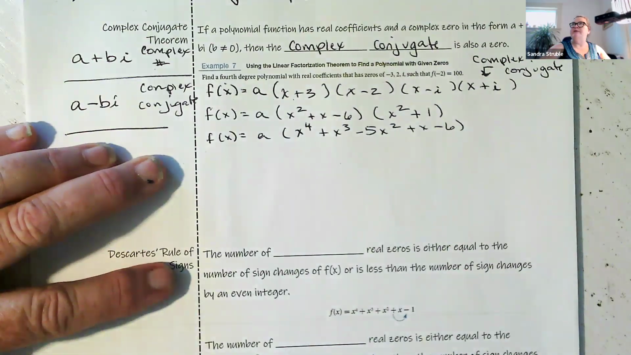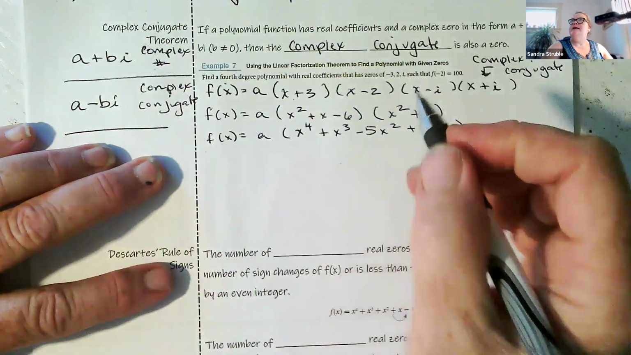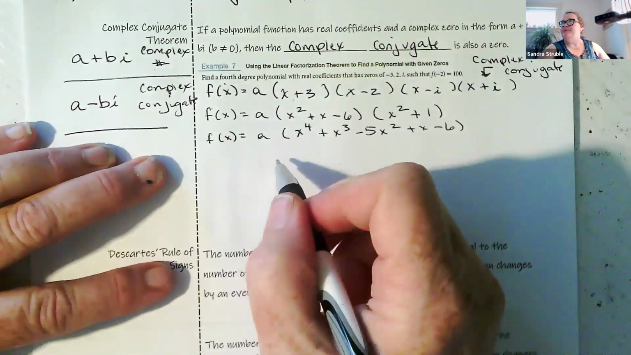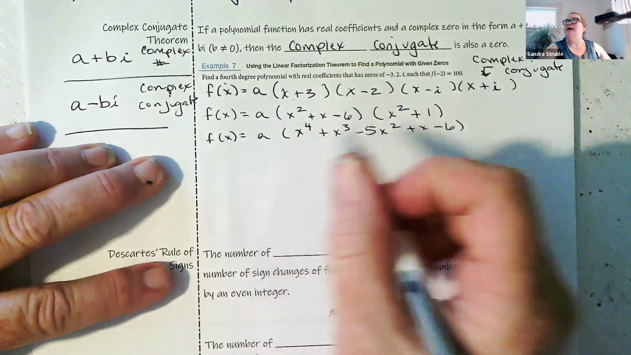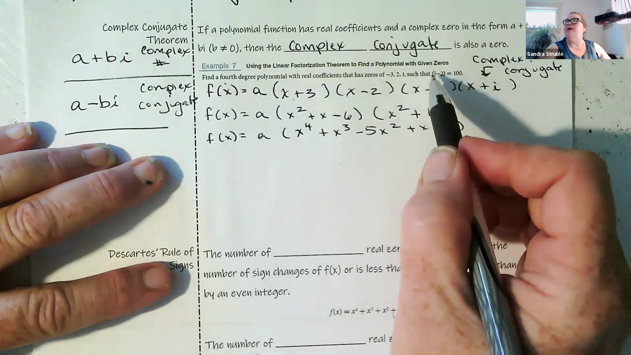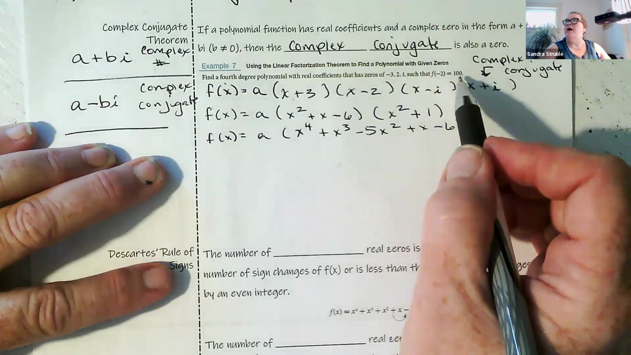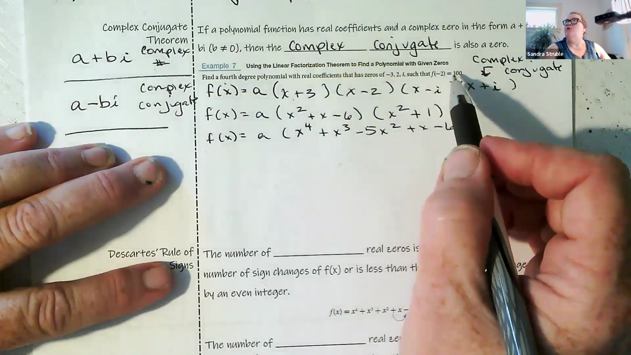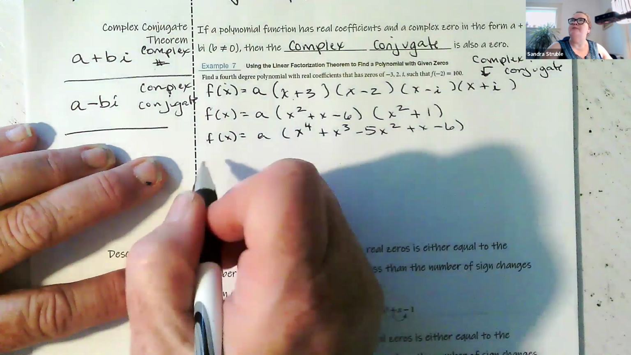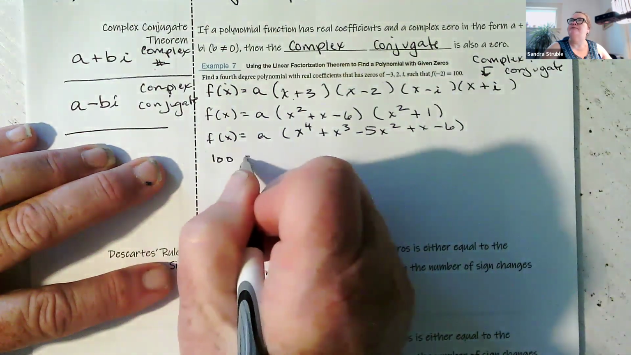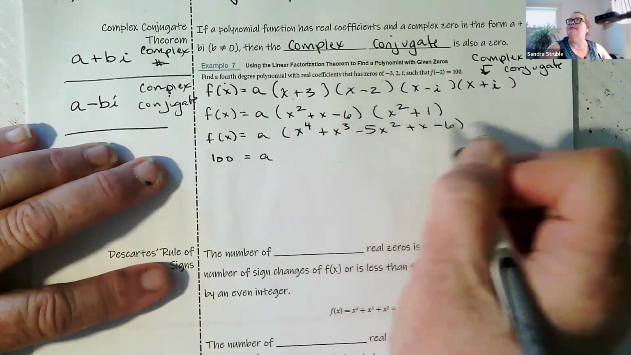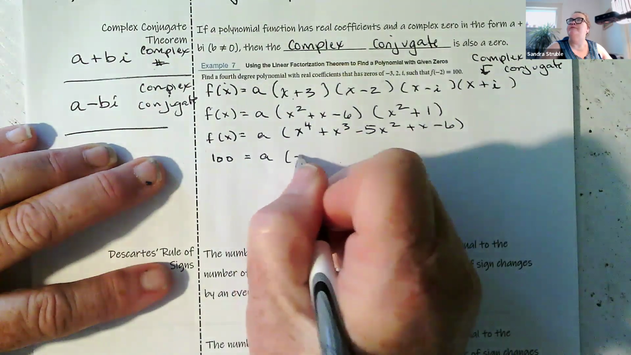I've combined everything, I've multiplied everything, and I need to find my a to finish this out. And remember, this is f of x is equal to y or equal to f of x. So I'm going to let 100 be my f of x. And every x I'm going to let be -2.